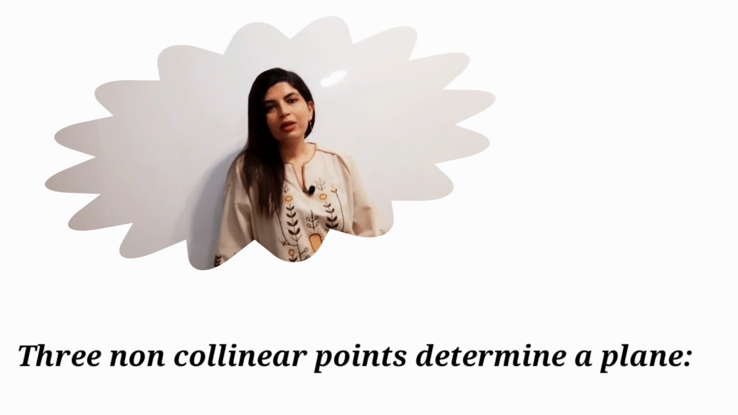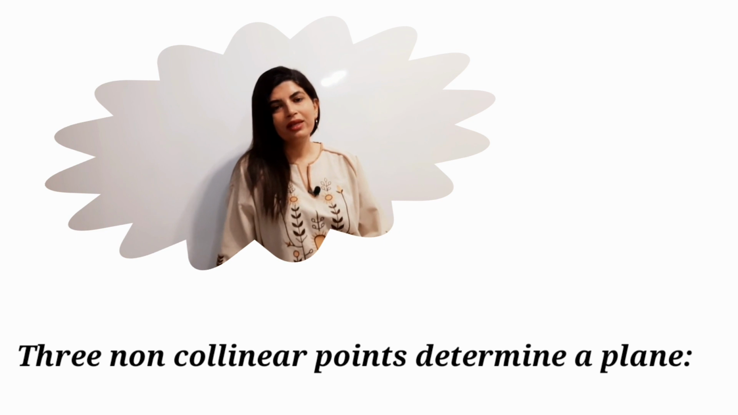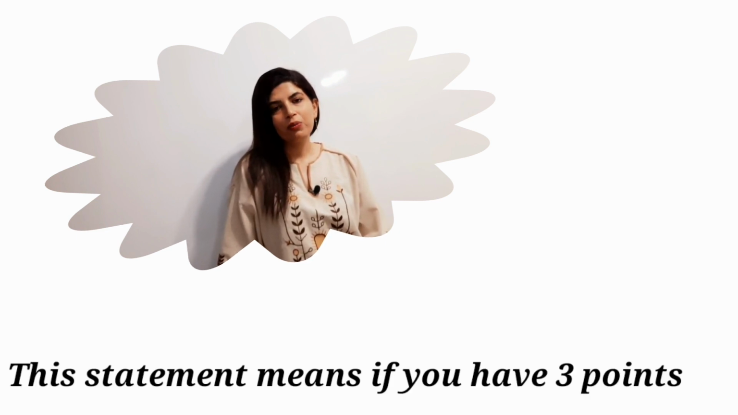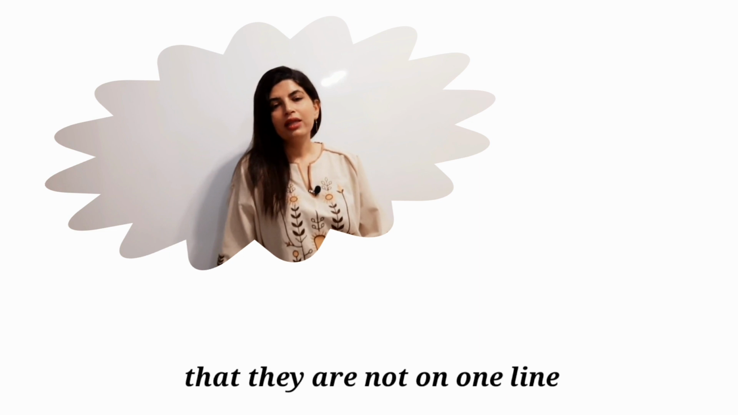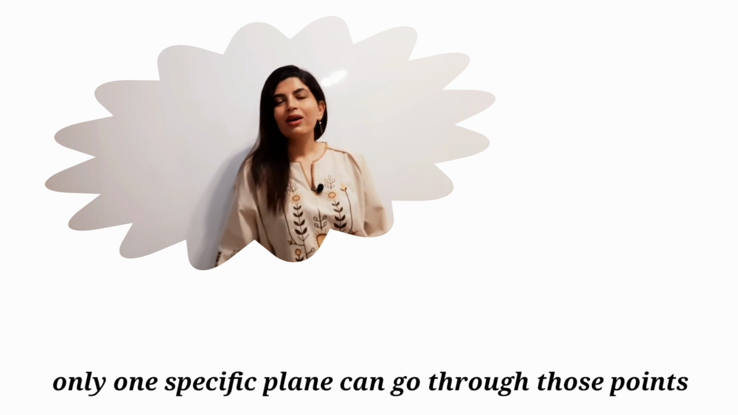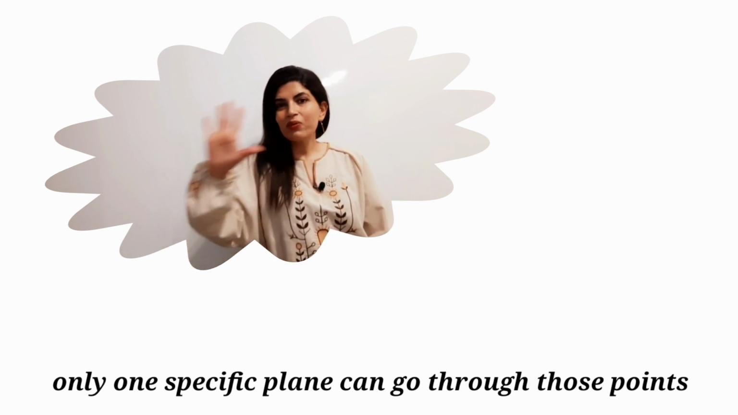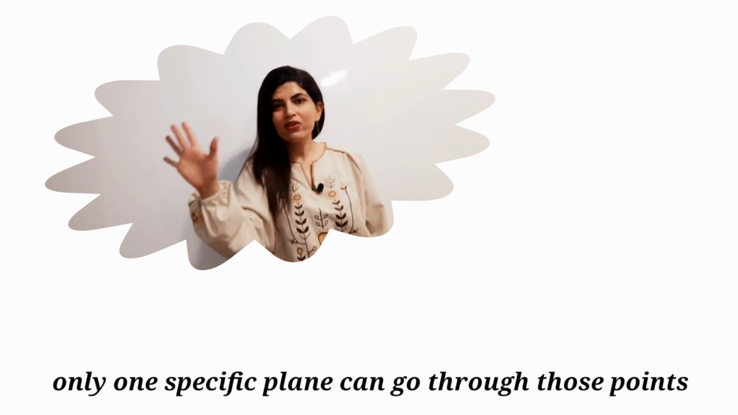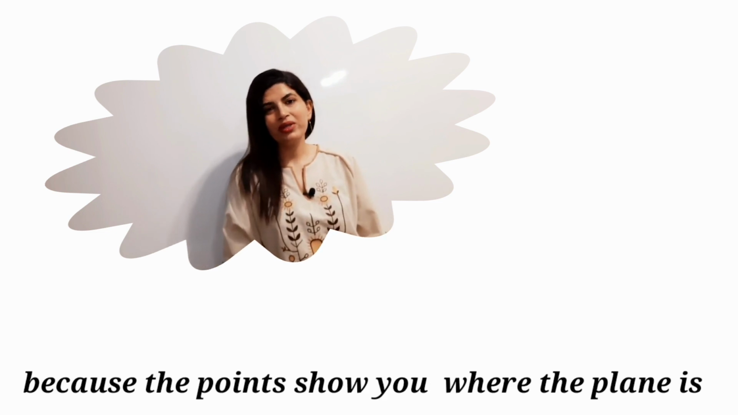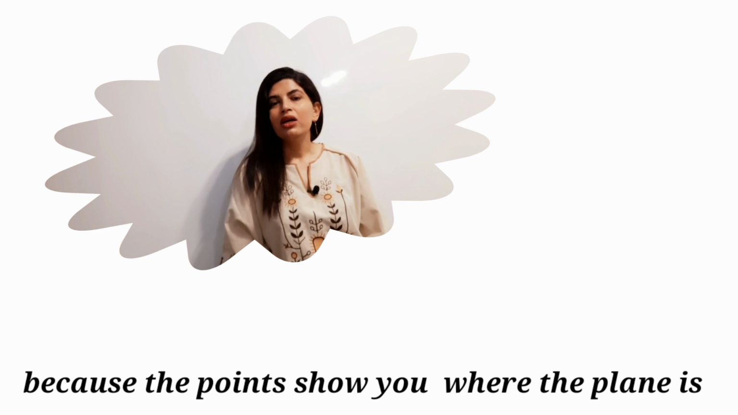3 non-collinear points determine a plane. This statement means if you have 3 points, that they are not on one line, only one specific plane can go through those points, because the points show you where the plane is.